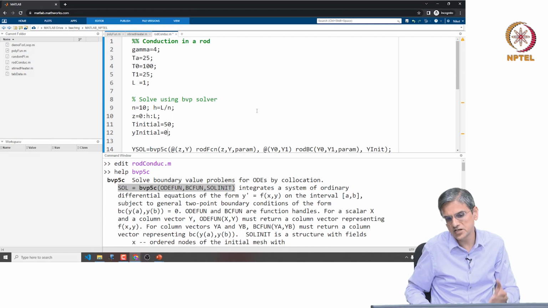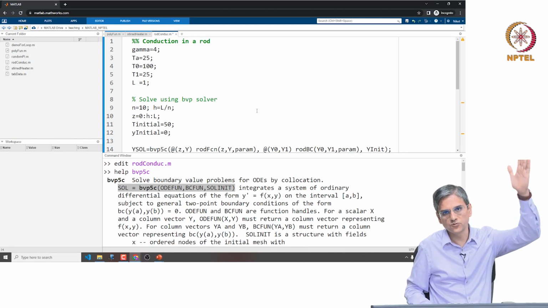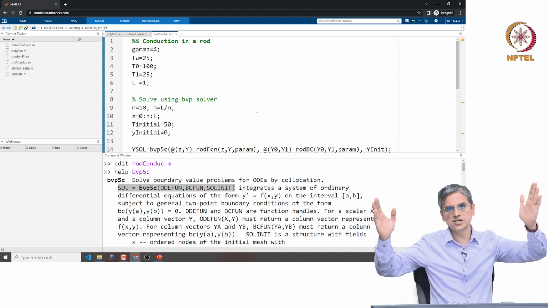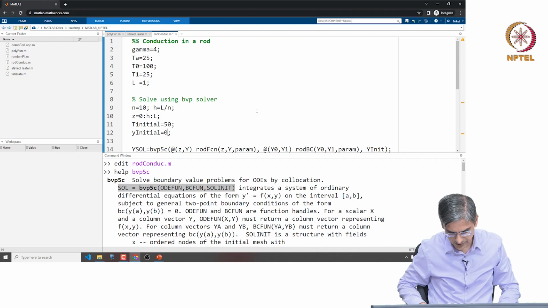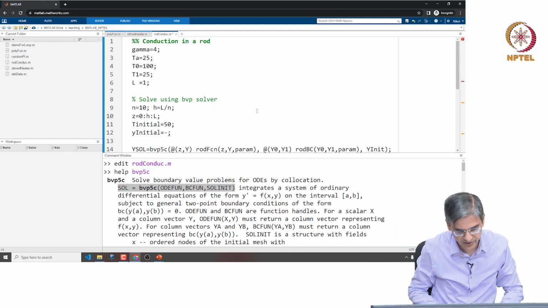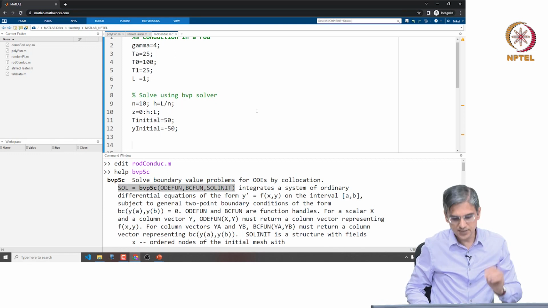So, that is, or dT by dz, because we know that the temperature is going to fall because one end is hot, the other end is cold. So, as z is increasing, temperature is falling. So, we will give a negative value, say minus 50. Okay. That is y initial, this is T initial. Okay. Remember, capital Y is different than small y.